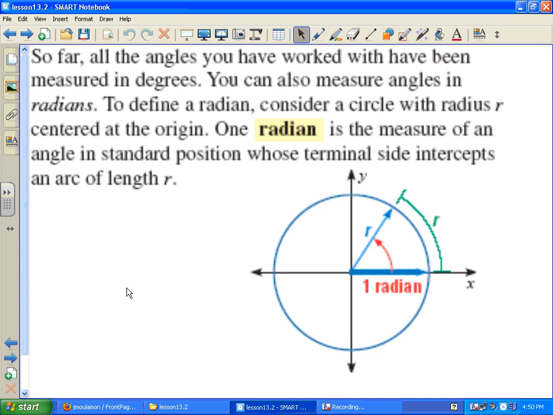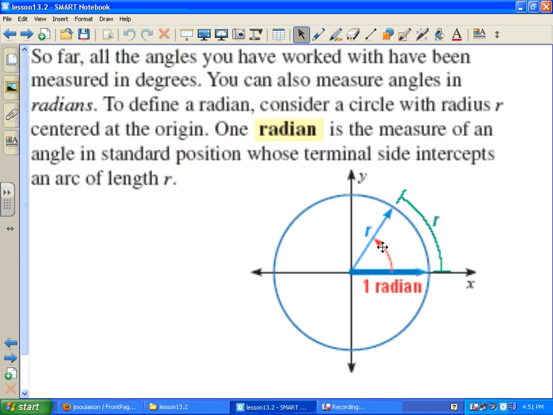So up to this point, we've been looking at angles measured in degrees. There are other units to measure angles, and one of the most common is the radian. So I can measure angles not only in degrees, but in radians. And the last sentence here defines a radian. 1 radian is the measure of an angle in standard position whose terminal side intercepts an arc length of r, which is the radius of the circle.